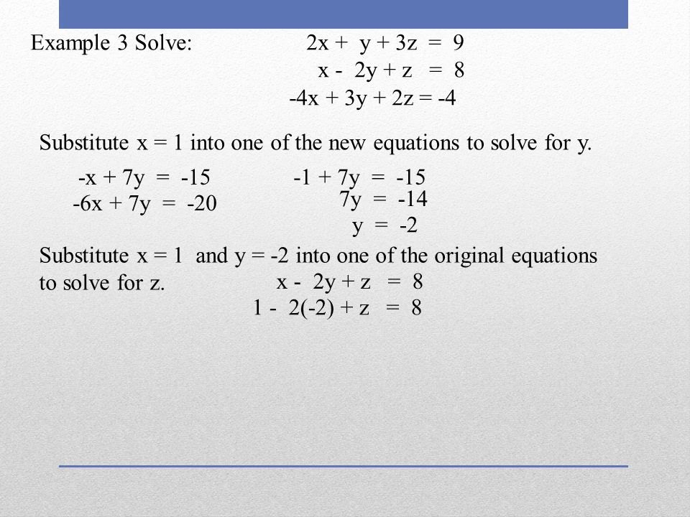And I will end up with 1 plus 4 plus z equals 8. Add the 1 and 4 together. Subtract the 5. And I get z equals 3. And then I'm going to write my answer as an ordered triple, like so. And that ends solving systems of equations with three variables.